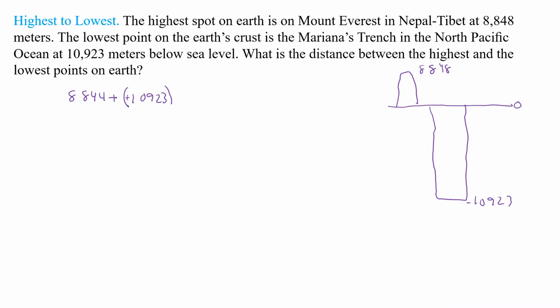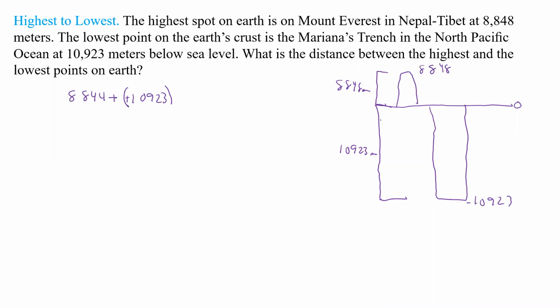Well, we get a positive. And that only makes sense because what we have to think about is when we're doing this, we're going to add this distance and we're going to add this distance. So we don't care if it's a negative. All we want to know is how far it is. Well, how far it is, 10,923, and we're in meters. This one is 8,848 meters. So we're basically taking the absolute value of this one plus the absolute value of this one.